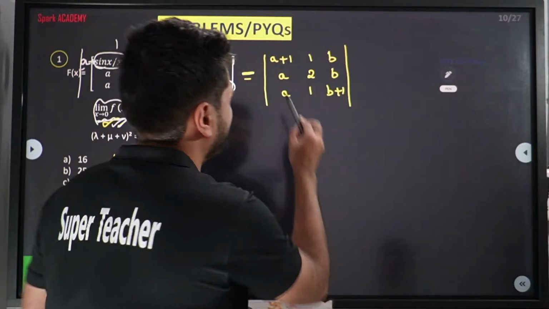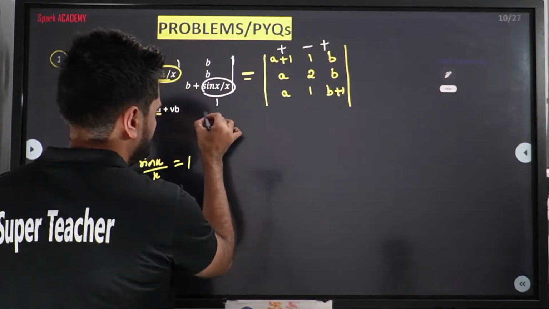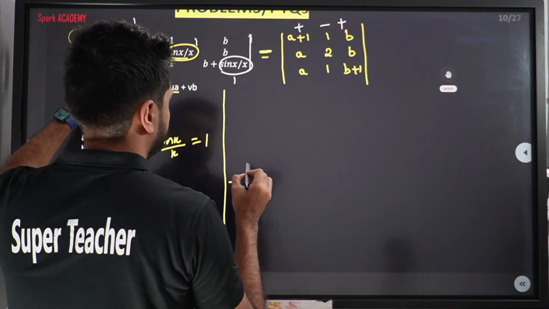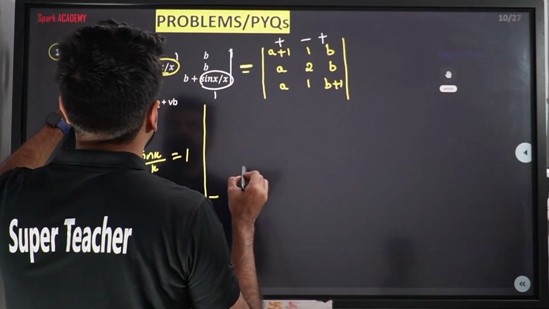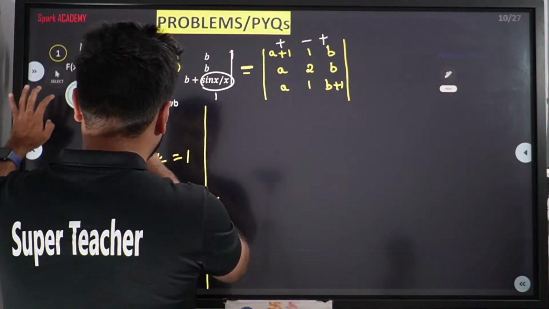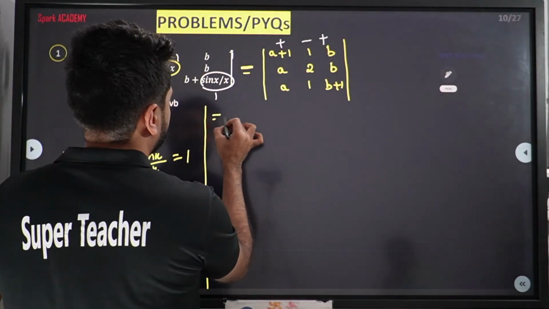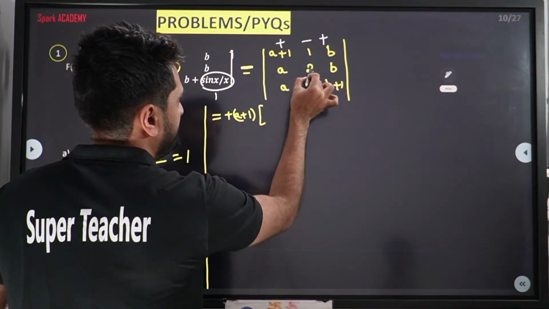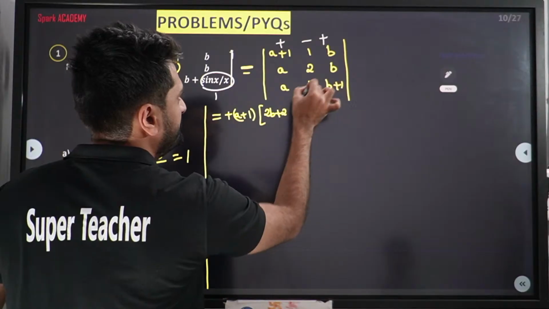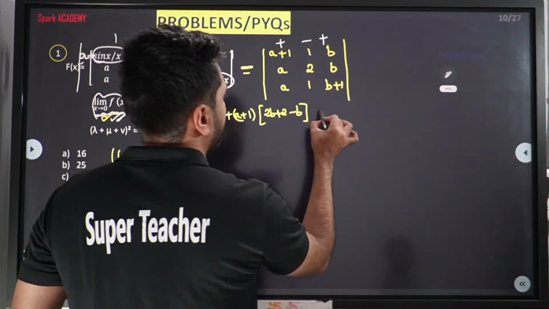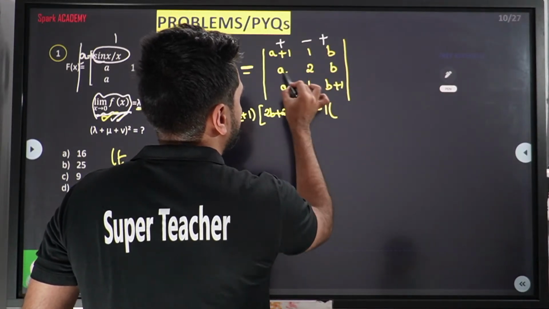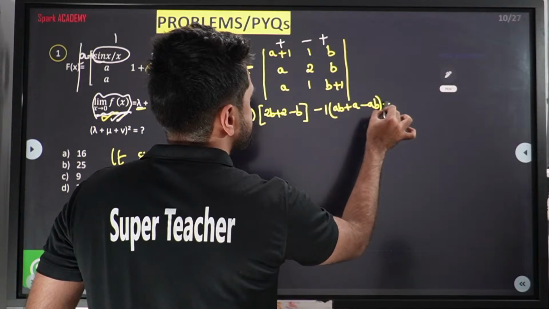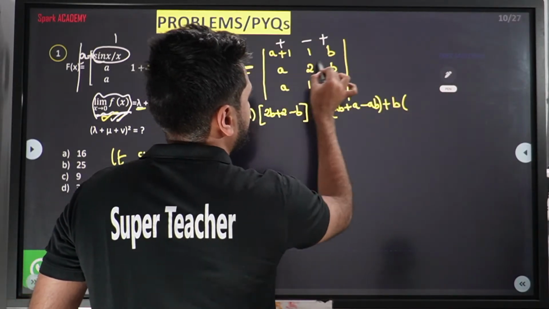So this is a 3 by 3 determinant again. As usual we write plus, minus, plus. So we can write this as plus a plus 1 into, covering this we get 2b plus 2 minus b. Minus 1 into, taking minus 1, a into b plus 1 gives ab plus a minus ab, plus b times this a minus 2.